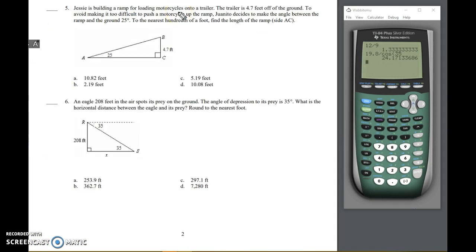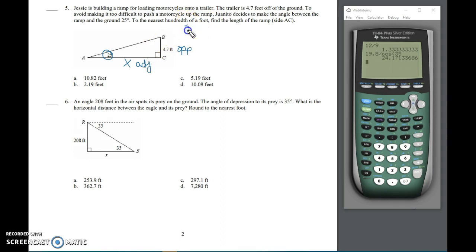Number 5, Jesse's building a ramp for loading motorcycles on a trailer. The trailer is 4.7 feet off the ground. To avoid making it too difficult to push the motorcycle up the ramp, Juanito decides to make the angle between the ramp and the ground 25 degrees. To the nearest hundredth of a foot, find the length of the ramp. Find the length of the ramp side AC. Okay, so it says find AC, so that's the side length we're going to find. Here is our theta, because they said it's making a 25-degree angle with the ground. That makes 4.7 my opposite side, and that makes x my adjacent side.